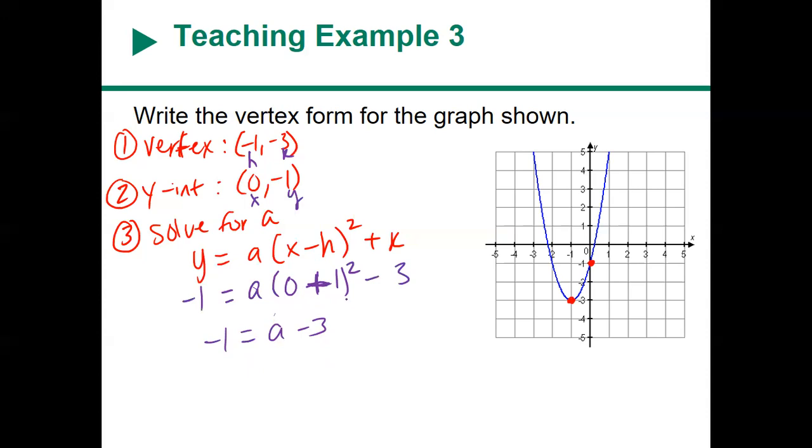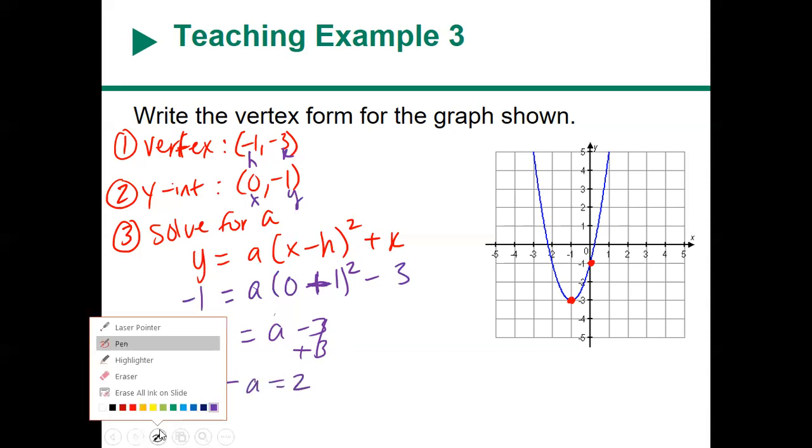Wouldn't it be squared though? Because in the formula, it already has it. It's 0 plus 1 and then square that. So what's 0 plus 1? 1. And then what's 1 squared? 1. All right, what's the last thing I need to do to get my a by itself? Add 3 to both sides. And when I add 3 to both sides, what does a equal? 2. So now we know the value of our a.